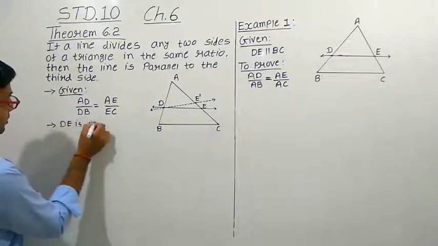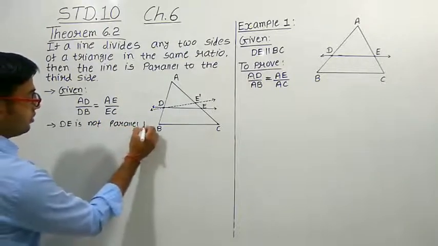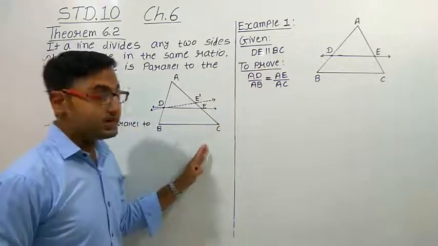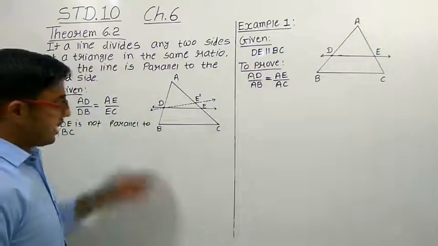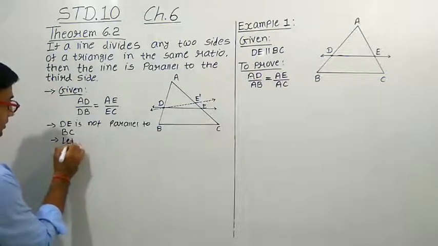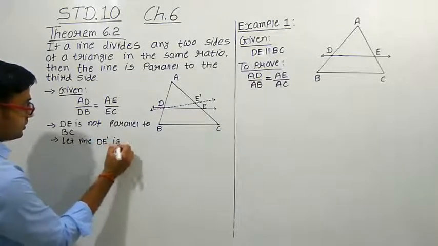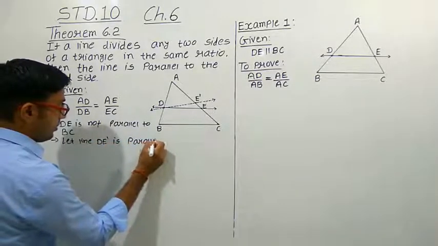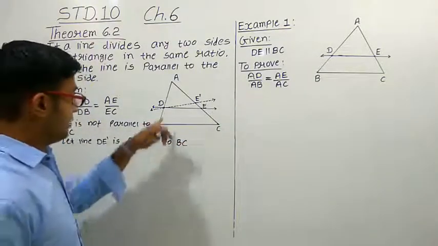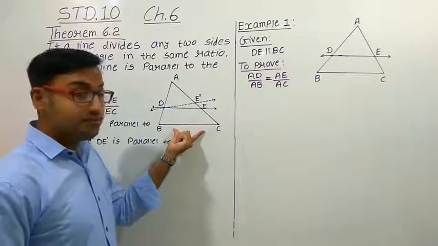Okay, so let us take that DE is not parallel to BC. DE is not parallel to BC. Let us take one more line, DE dash, that is parallel to BC. So let the line DE dash be parallel to BC.